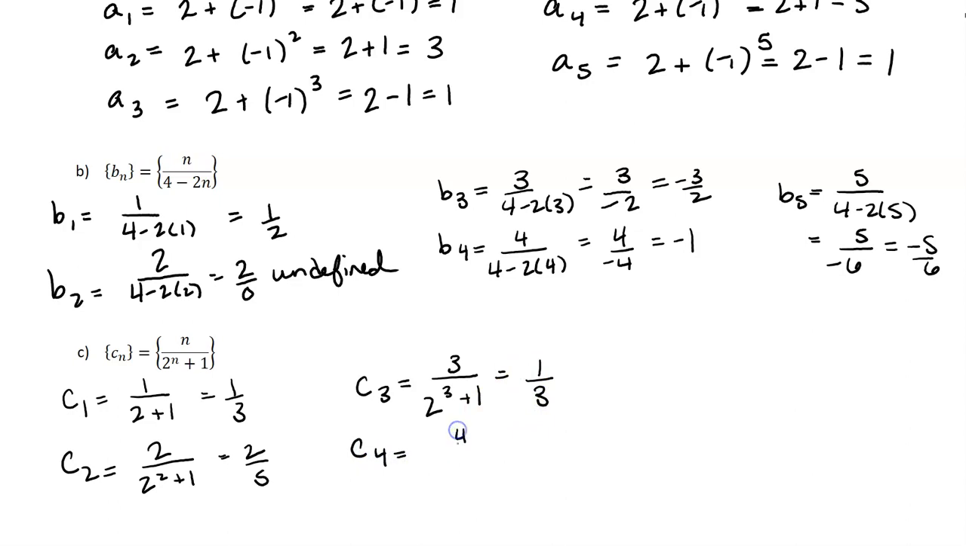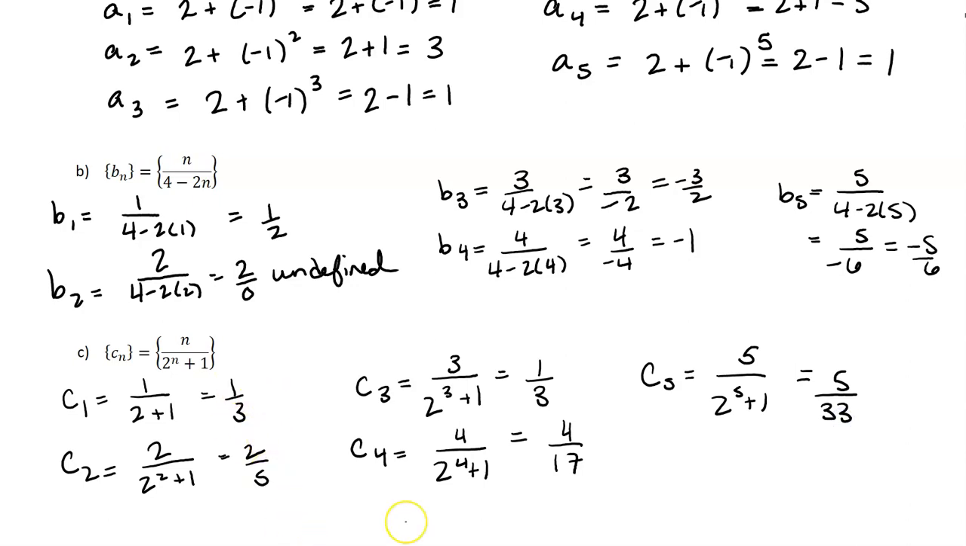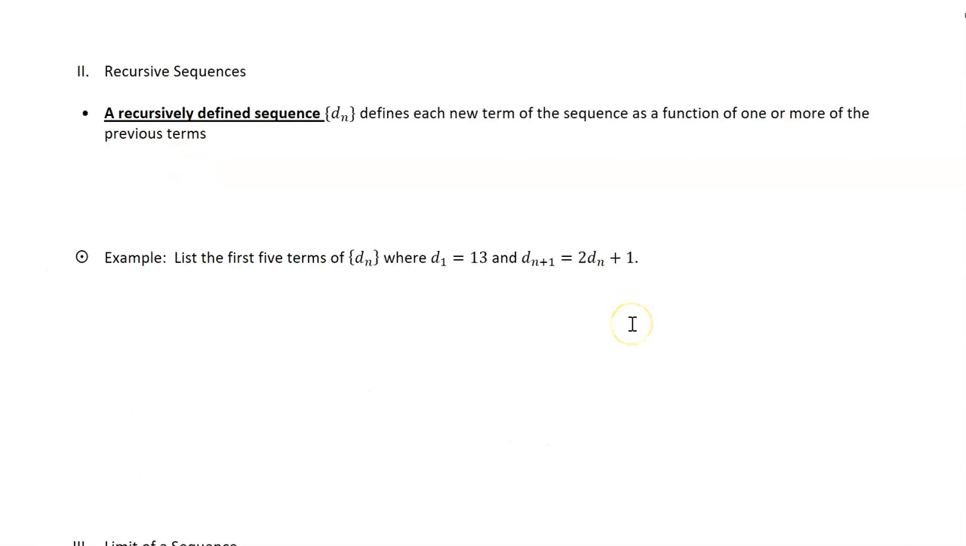C sub 4 would be 4 divided by 2 to the fourth plus 1, so that gives me 4 over 17. And c sub 5 would be 5 divided by 2 to the fifth plus 1, so that's going to be 5 over 33. And you may see these also just listed in curly braces with commas between them. That's okay also.